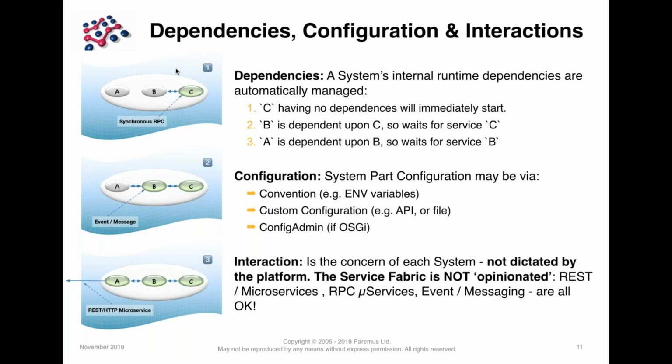The final thing to point out here is that the interaction between the system parts is your concern. The fabric is not opinionated. It does not constrain the sorts of technologies you can use. So microservices REST is completely fine if you want to do that. But if you're using Java OSGi, you can use the very lightweight, low latency RPC microservices mechanisms, or you can use eventing or messaging between the components. All of those and any combination of those are supported.